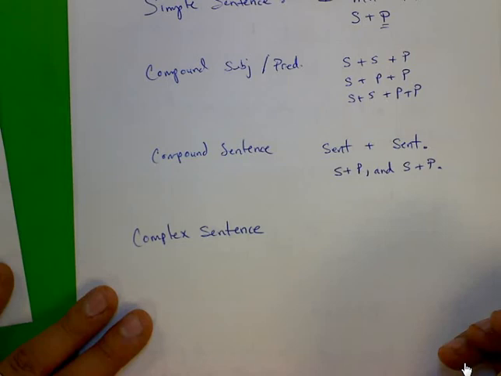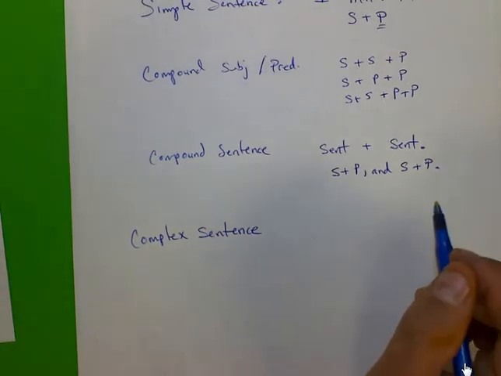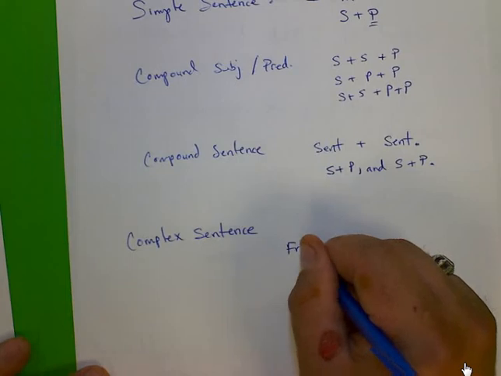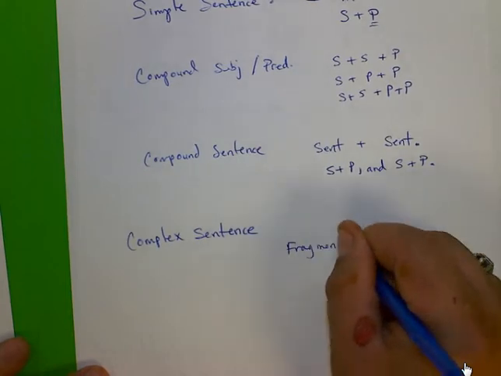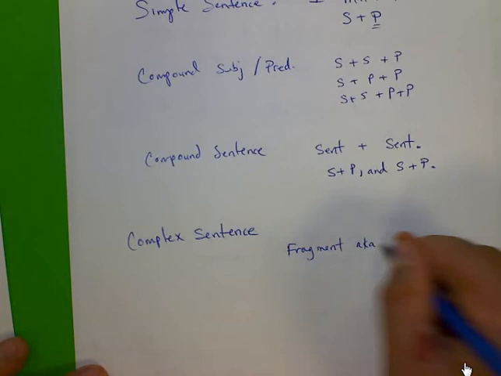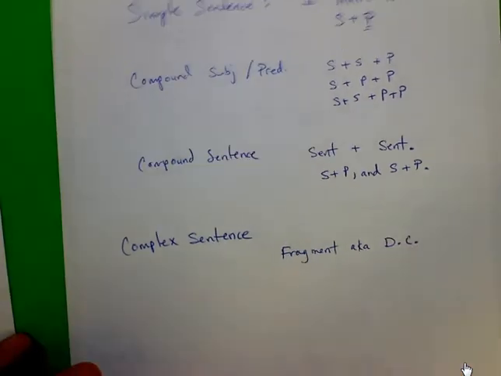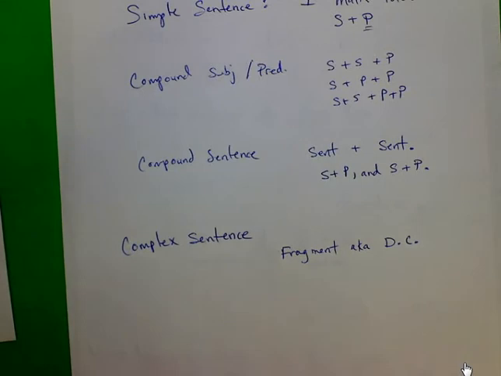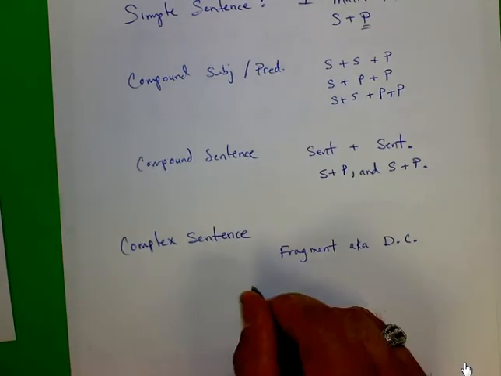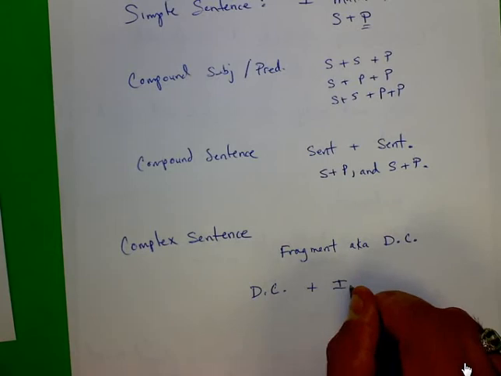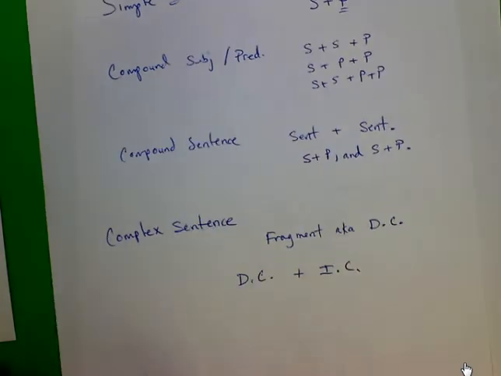Okay. Now, in part 1 of this, we talked about the fragment, okay, also known as the dependent clause, okay? It's that phrase or clause that cannot stand by itself without something else. It's not independent, it's dependent. When you combine a DC or dependent clause plus an IC, an independent clause, then you have what's known as a complex sentence.